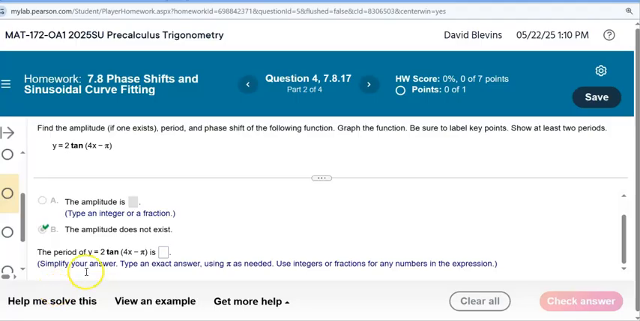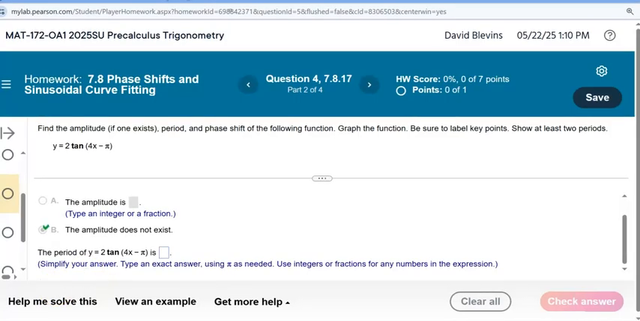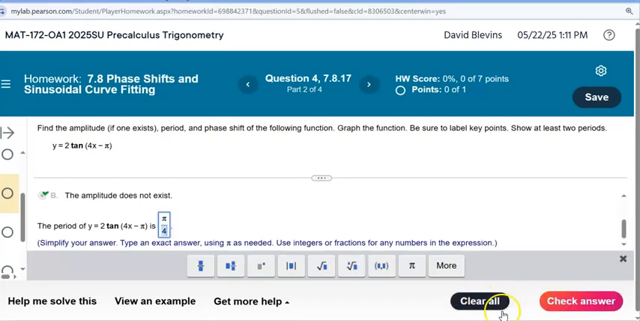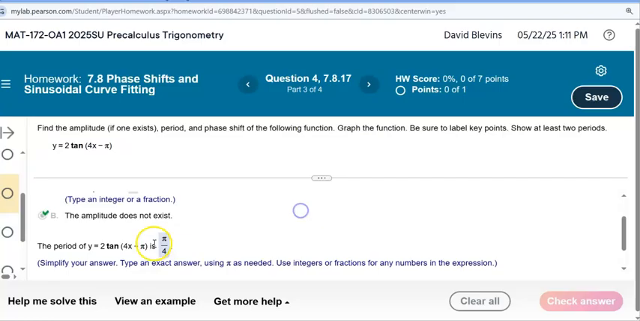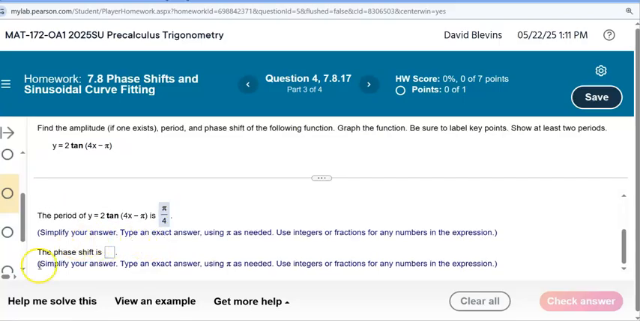All right, now we can talk about the period of a tangent function. When we did the period for sine and cosine, we took 2 pi and divided by the number that's being multiplied by x. Well, we do the same thing for tangent, except instead of 2 pi, we have pi. So pi divided by this number in front of x would be pi over 4. So that's going to be our period. All right, so pi over 4, there's our period.